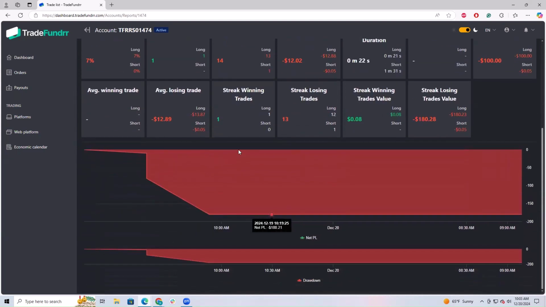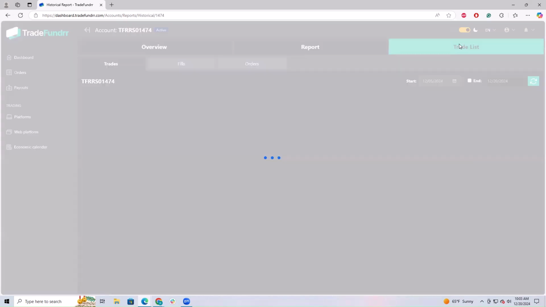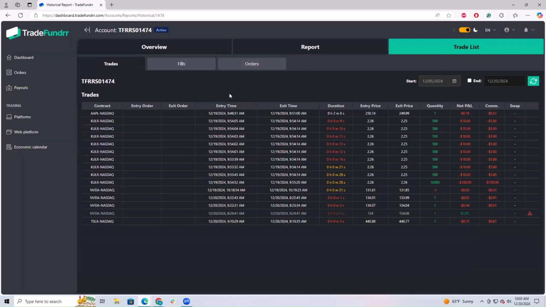Down on the bottom, there are further graph representations of your account balance. It shows your net P&L and then your drawdown. Going back to the top, your trade list. This will show all of your round trip trades. This is important: it will show the trades and the net P&L with commissions included.